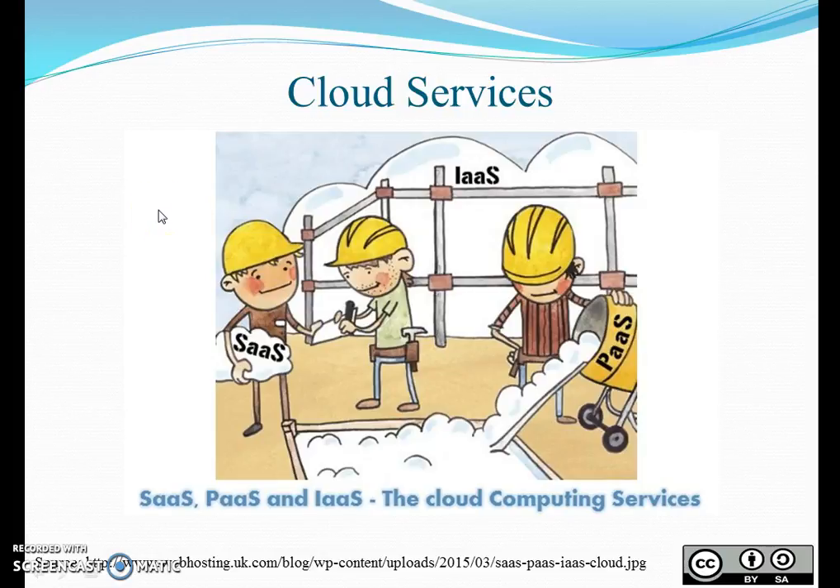You can see the picture. It's basically about the construction environment, construction field. You can see the three different keywords here. SaaS stands for Software as a Service, PaaS stands for Platform as a Service, and IaaS stands for Infrastructure as a Service. These three are the very basic cloud services which are available right now. Let me look into all these services in detail.